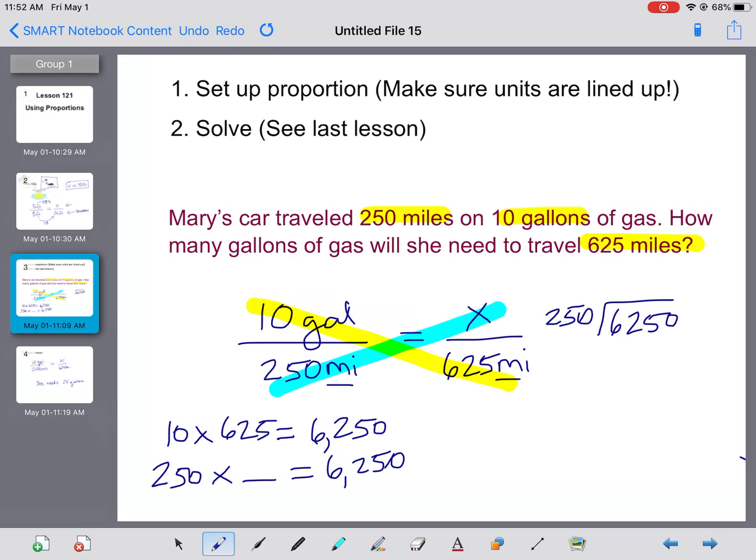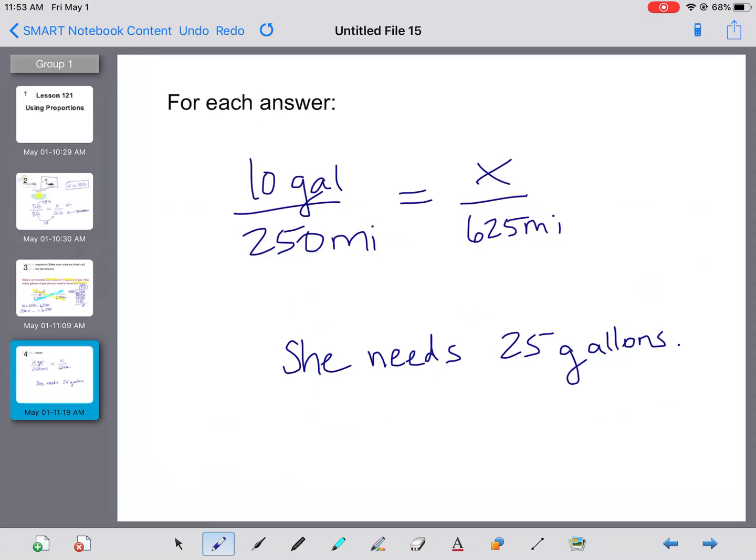6,250 divided by 250. So 250 has to go into 625 and it goes twice. So we get 500. We subtract. We get 125. Don't forget to bring down the 0. 250 goes into 1,250 5 times and it goes nice and evenly. So we end up with a remainder of 0, which means she's going to need 25 gallons of gas to travel 625 miles. All right.